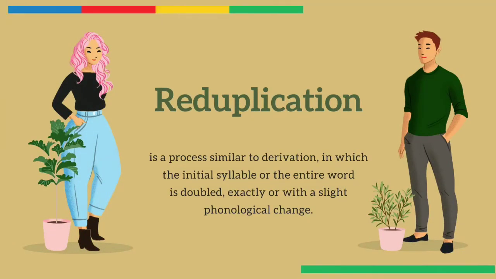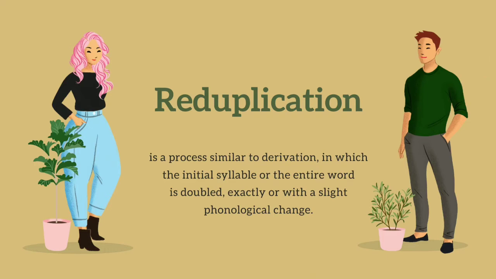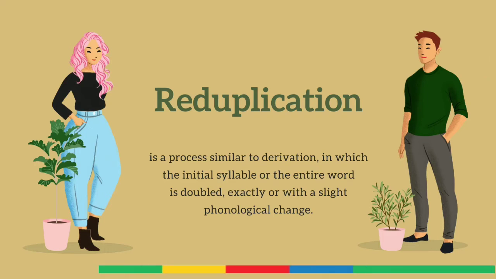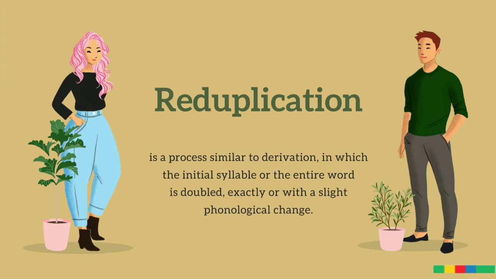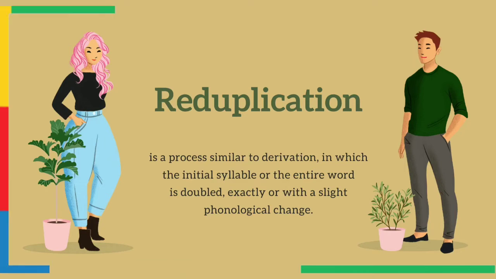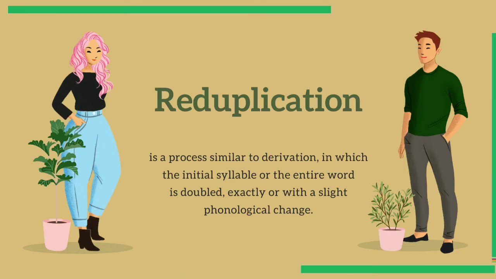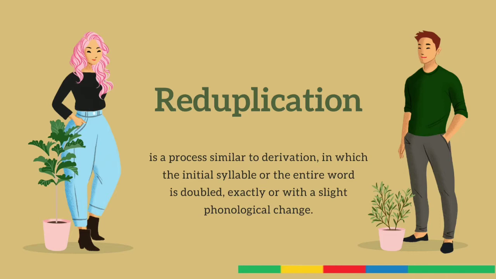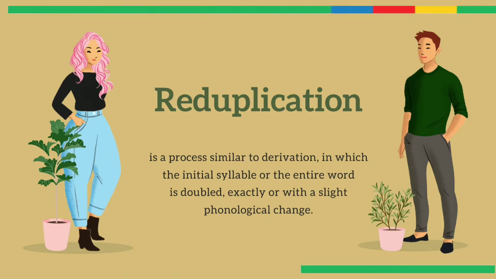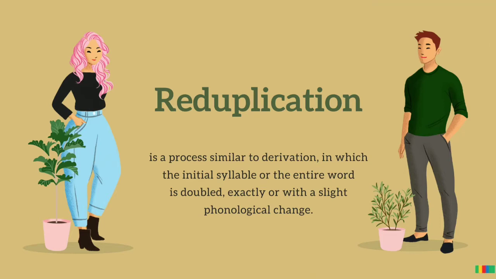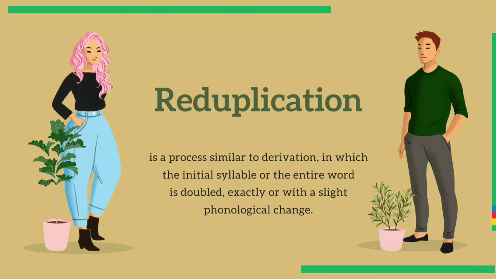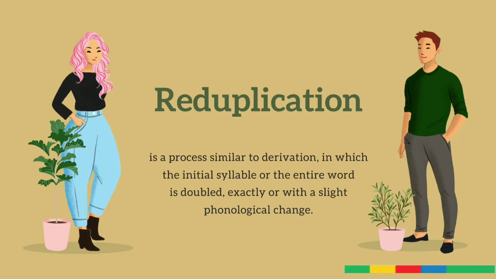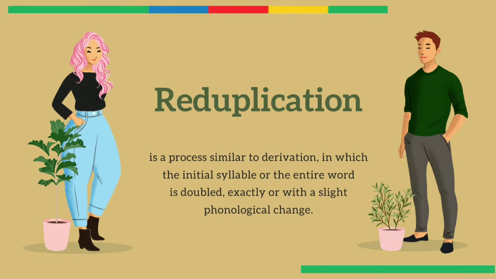And now let us proceed to another topic, which is reduplication. So what is reduplication? Reduplication is a process similar to derivation, in which the initial syllable or the entire word is doubled exactly or with a slight phonological change. In English, reduplication is often used in children's language, for example boo-boo, toot-toot, choo-choo, or for more humorous or ironic effect, the goody-goody, rah-rah, poo-poo.